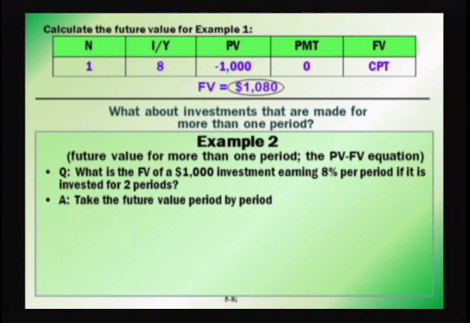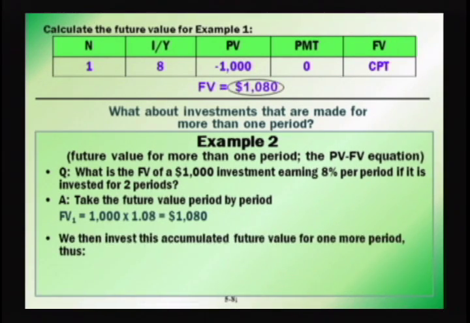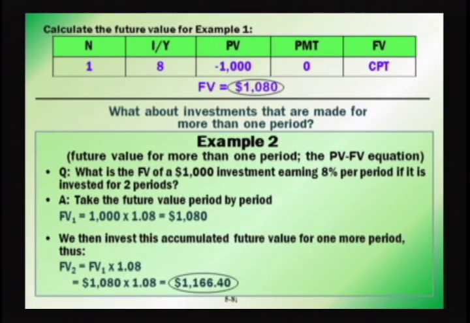We're going to take that future value period by period. So at the end of my first period, I have 1,080. Then we do that again, my 1,080 times 1.08, and I get $1,166.40.